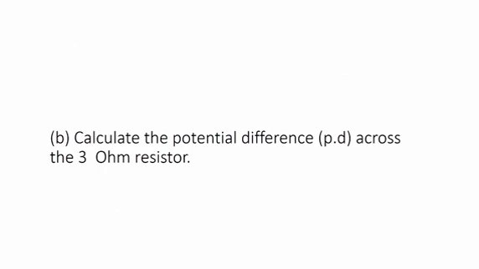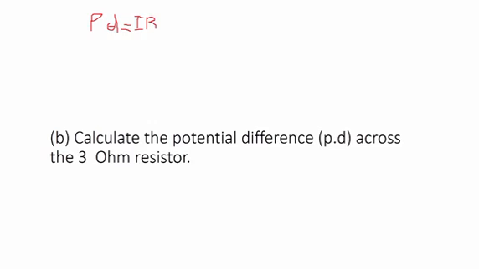Calculate the potential difference, which is PD, across the 3 ohms. Okay, so we know that the potential difference, PD, is equal to IR, current times resistance. So now here we need to be very, very careful.